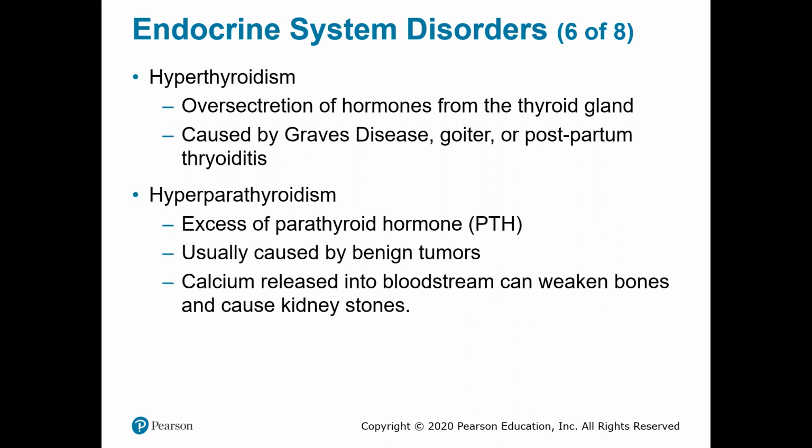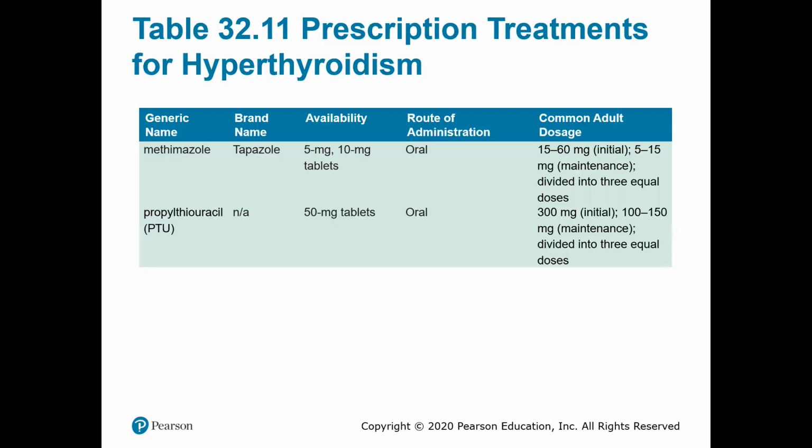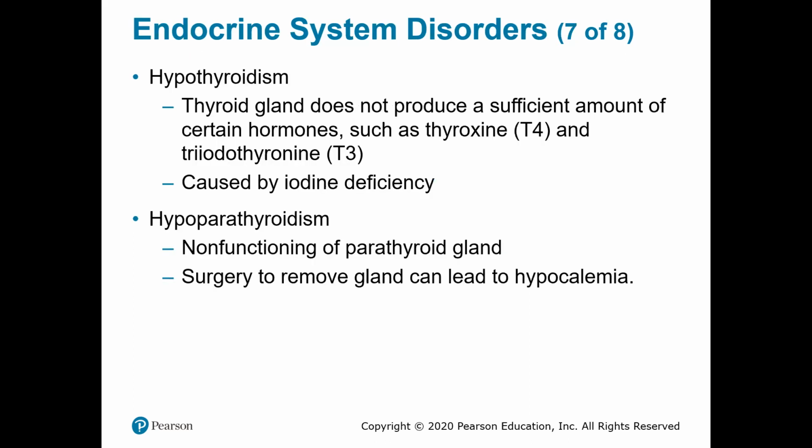Then we have hyperparathyroidism. This is where we have an excess of the parathyroid hormone, or PTH. This is usually caused by benign tumors. Calcium is released into the bloodstream. It can weaken the bones and cause kidney stones. Table 32-11 provides prescription treatments for hyperthyroidism. That's found at the top of page 554.